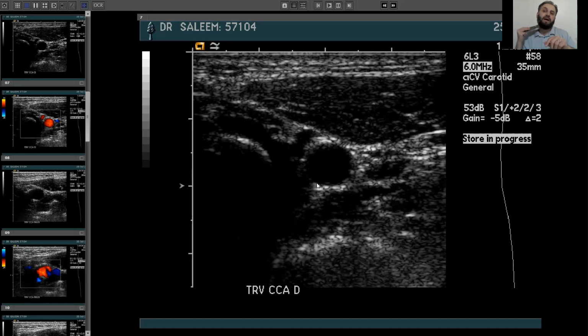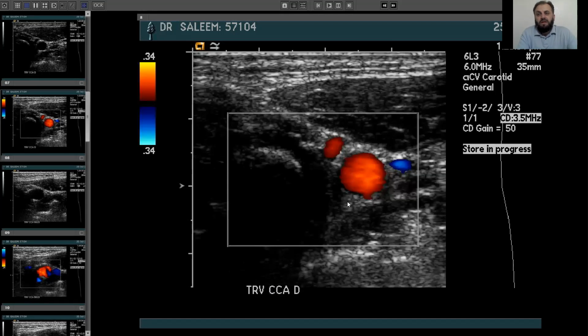And slowly come back. When you come back, you will find this structure, which is more circular. You may see thyroid tissue in the area, you may not. Like in this image, we don't see thyroid tissue at all. So this is the indication or landmark for our CCA distal portion, transverse.